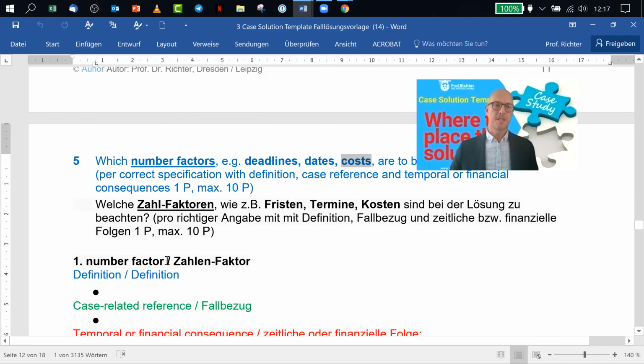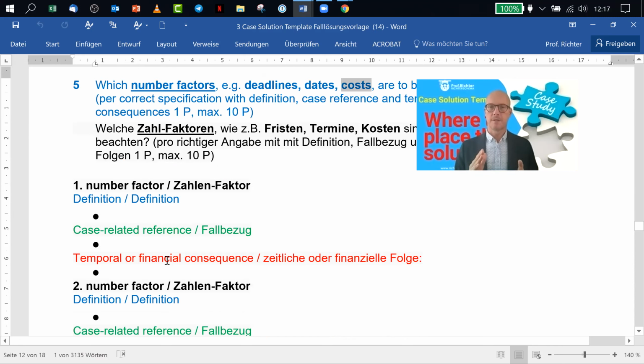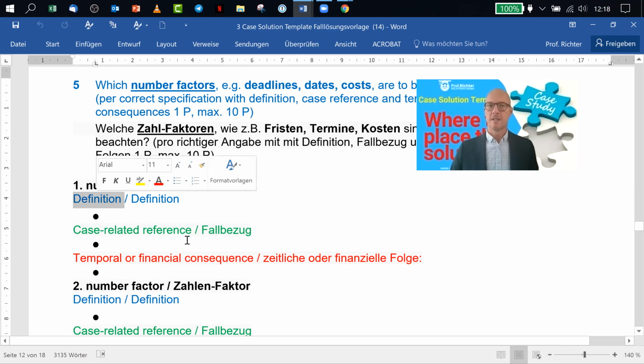So please tell me, I would always start with a chronological order. What happened first, and then second, and then third, and what are the costs, and what are the financial consequences. So we always have a case relation, we have a temporal or financial consequence, and we always have the definition. So give me a definition of the deadline or the date or the cost.